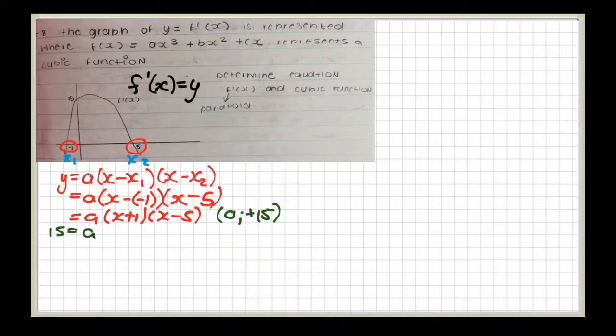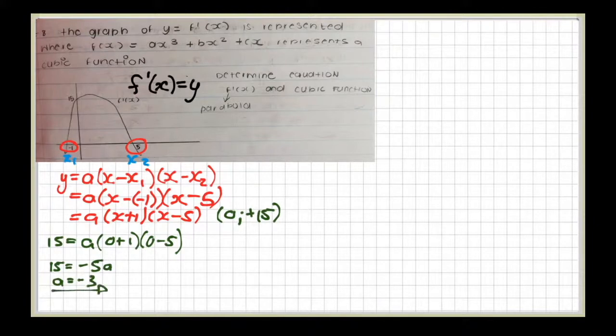And let me just move this graph down a little bit so I don't jumble it all up. So then x is 0: 15 equals a(0 plus 1)(0 minus 5). So 15 is equal to negative 5a. a is equal to -3. Boom. I've got one piece of the puzzle.